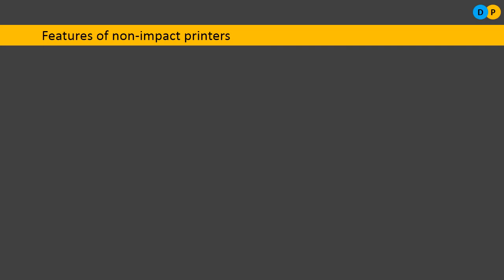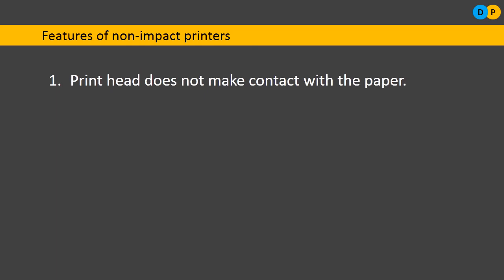So what are the different features of non-impact printers? The first feature is that the print head does not contact the paper. As I said earlier, in an impact printer, the print head will always come in contact with the paper. The print head will strike the ink ribbon and it produces the image on the paper. But here in a non-impact printer, the print head will not make any contact with the paper. Without coming in contact, they are able to produce images. So that's the first feature.